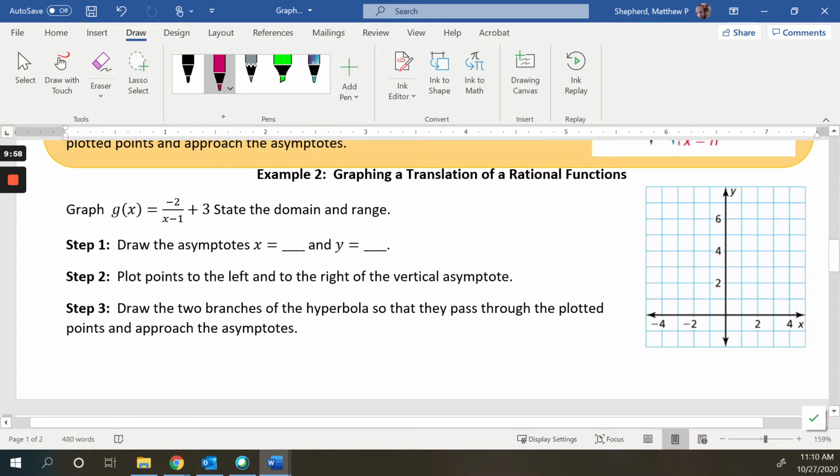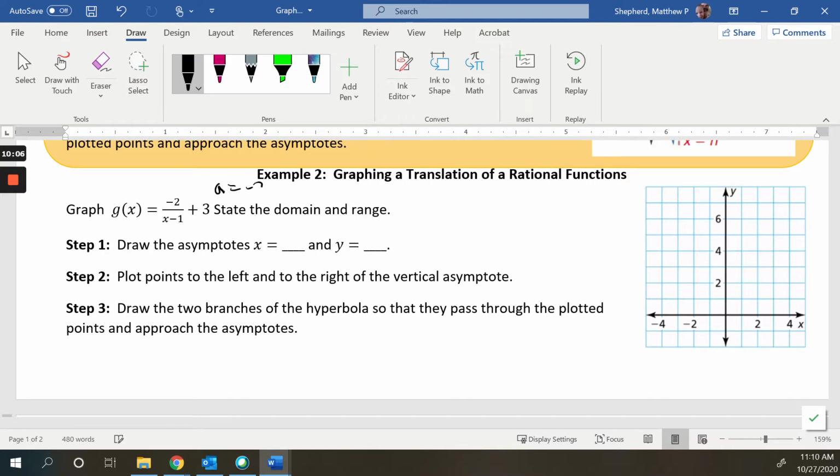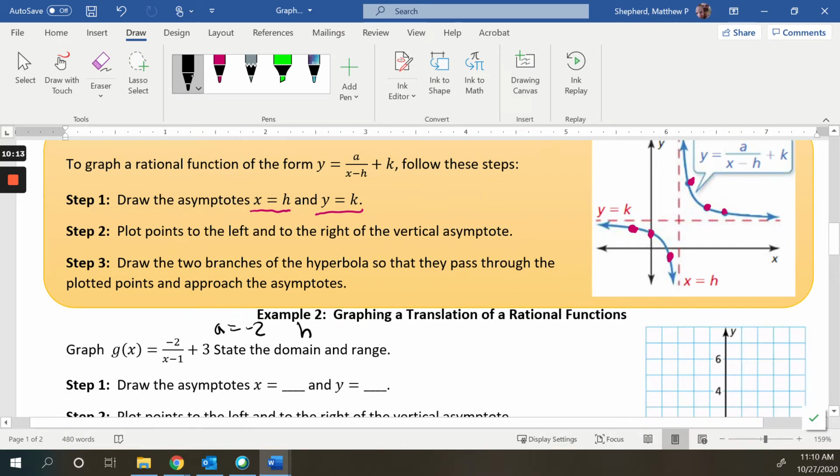All right, so here we've got this function. Now let's go ahead and label some of our numbers. We have a, which is going to equal -2. We're going to have h. So let's look at where h was. We had minus h up there. Here we have -1, so h must be a 1. And then k looks like it must be a 3.